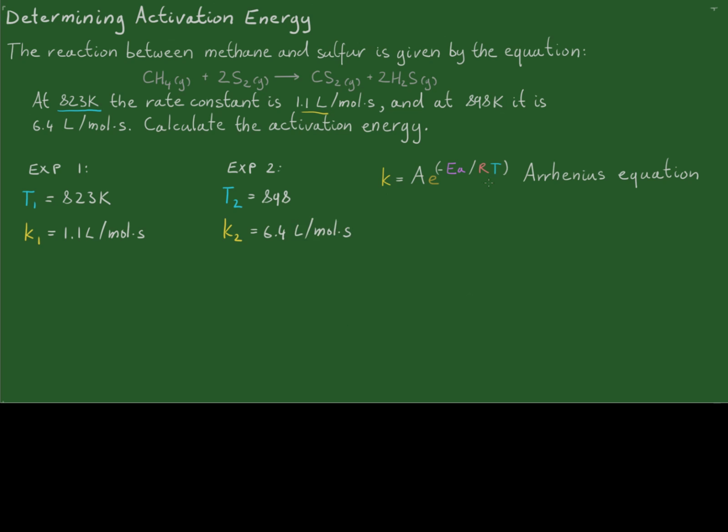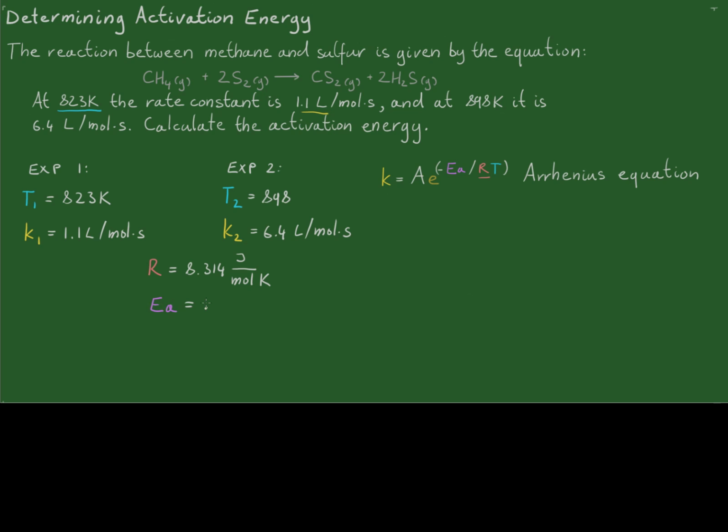If I look over to the right or at my Arrhenius equation, I also have this R. What is R? Well, it is the ideal gas constant. So that is 8.314 joules per mole Kelvin. And I need to find activation energy, EA.